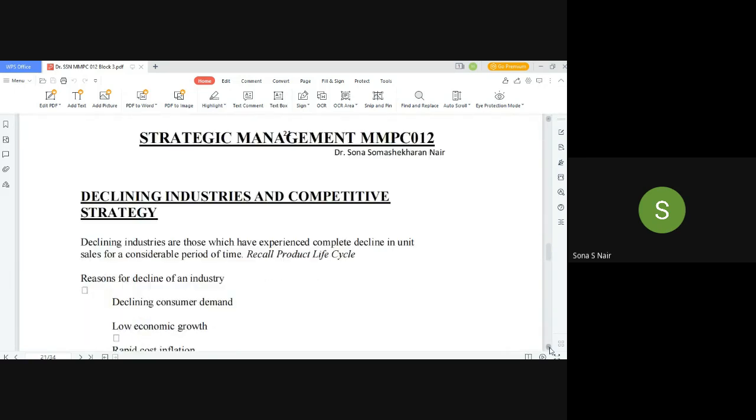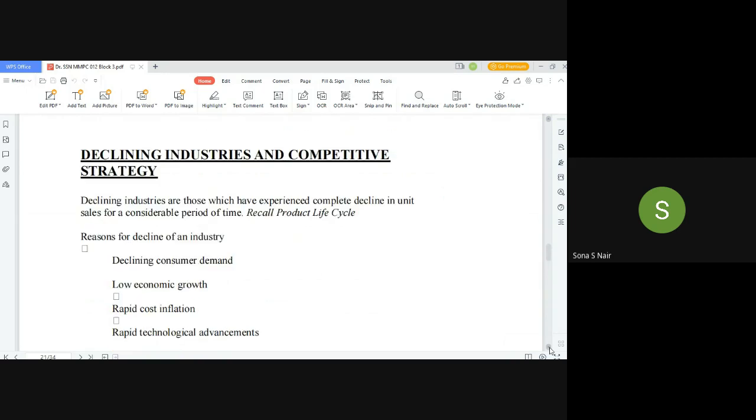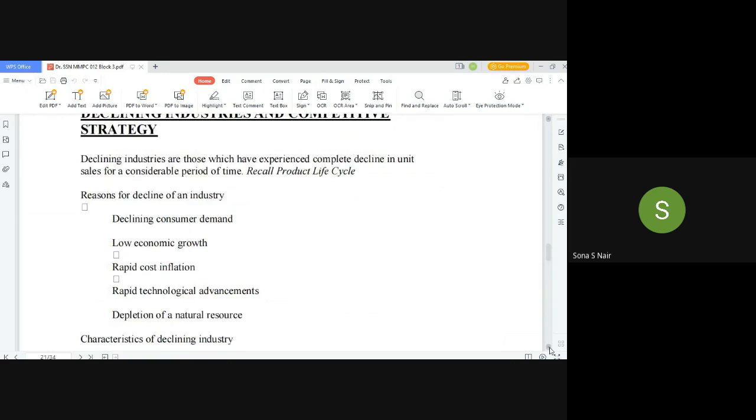The third aspect which needs to be considered is competitive strategy vis-a-vis a declining industry. Now, what is a declining industry? If we recall the product life cycle, it starts from introduction, growth, and goes to decline, right?